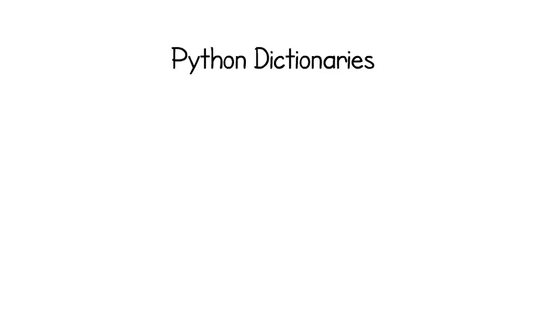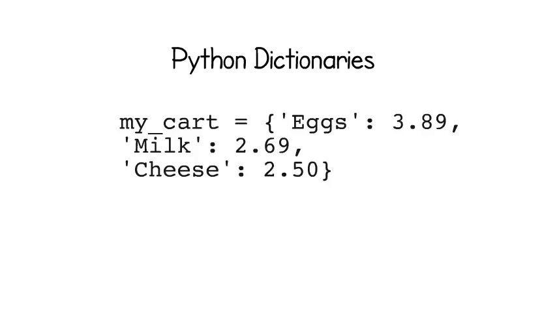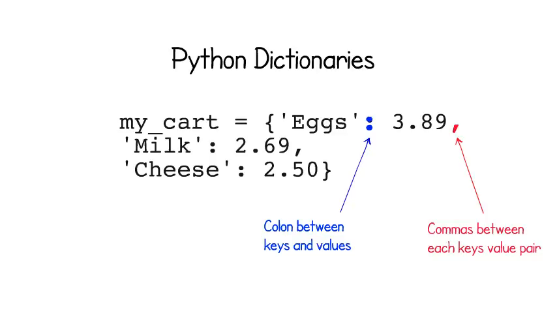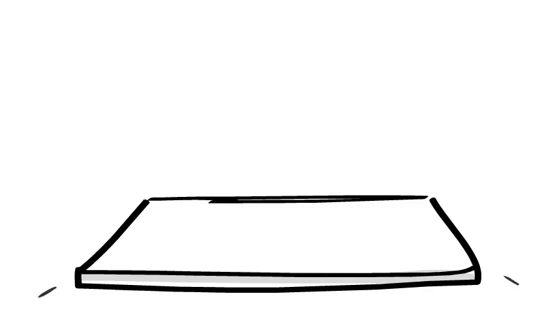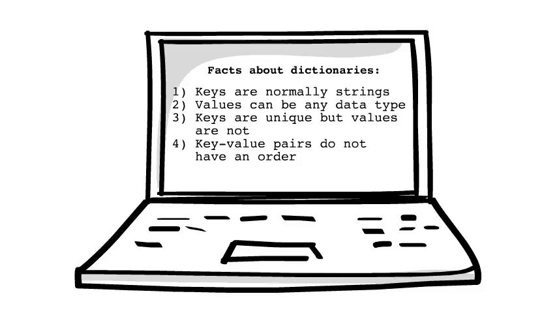Well, the Python syntax for declaring a dictionary is with curly brackets. To create an empty dictionary, just set a variable, my_dictionary, equal to curly braces. To create a dictionary with data, set a colon between each key and value, and then separate each key value pair with commas.